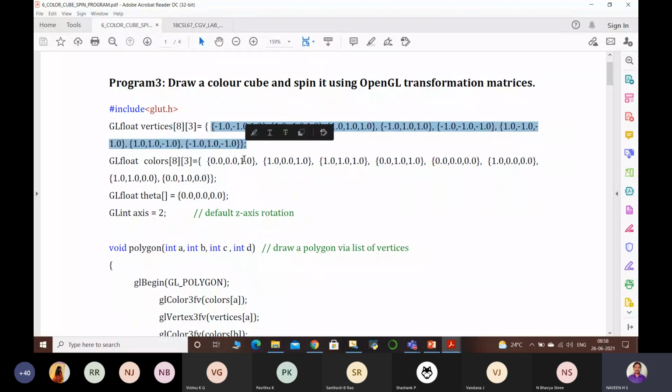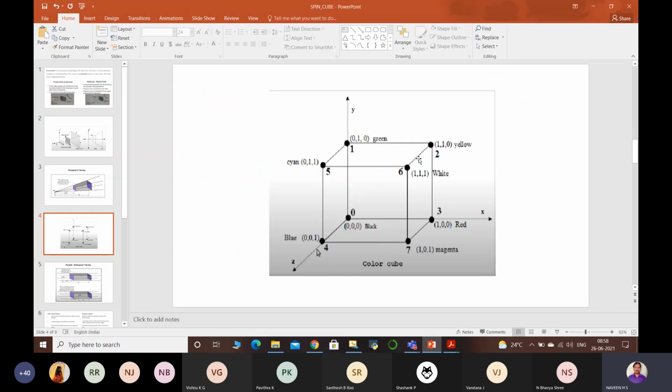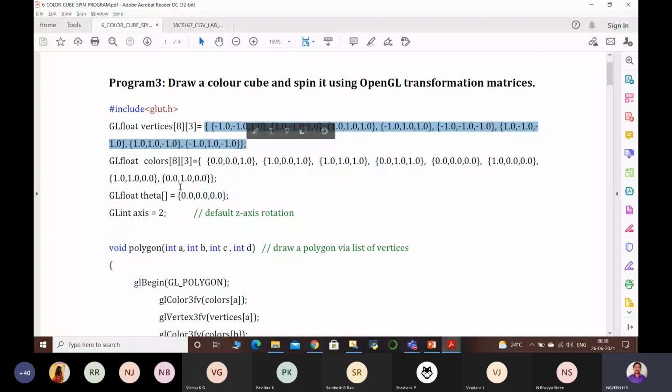You have to remember these values because the value ranges from 0 to 1, and some of the values are in the negative plane and some in the positive plane. That negative indicates that quadrant. So in total 4 quadrants we have: plus plus, plus minus, minus plus, minus minus. Based on the quadrant it belongs to, these values are written, in order to draw the vertices. So these are the 8 points we have seen here: 0, 1, 2, 3, 4, 5, 6, 7. These are the vertex values.